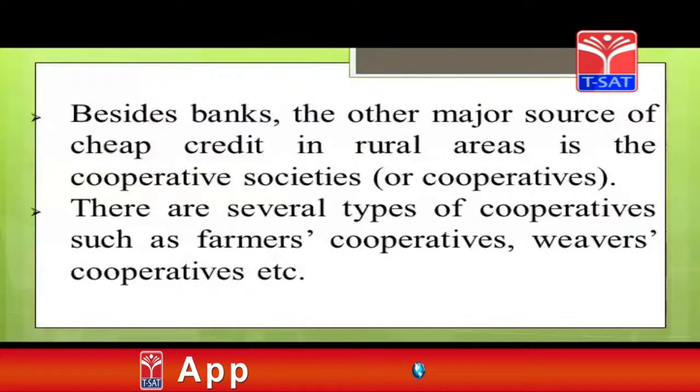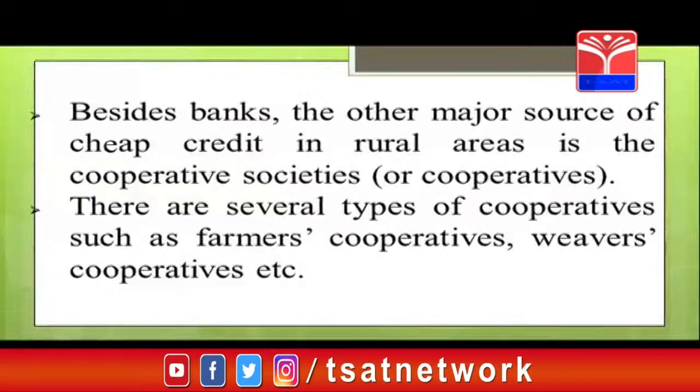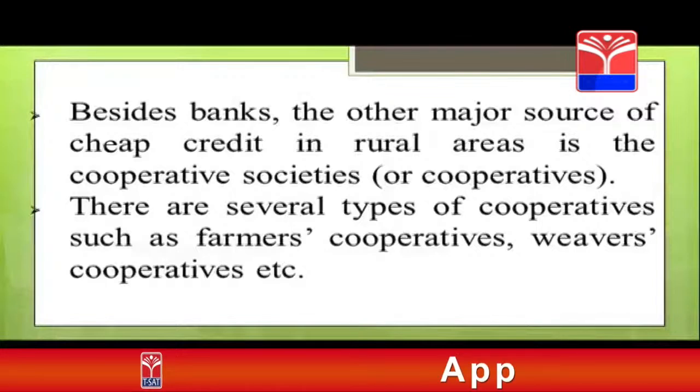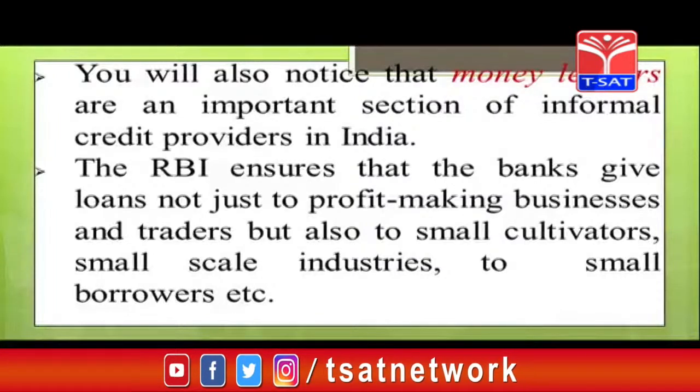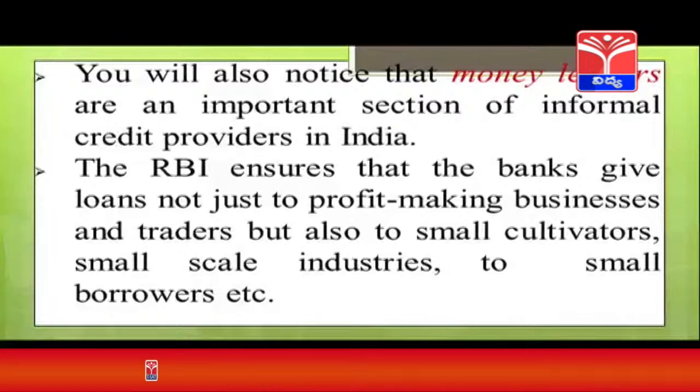Besides banks, the other major source of cheap credit in the rural areas is the cooperative societies. There are several types of cooperatives, such as farmers cooperatives, weavers cooperatives, etc. These cooperatives give 27% of the formal loans. You will also notice that moneylenders are an important section of informal credit providers in India.